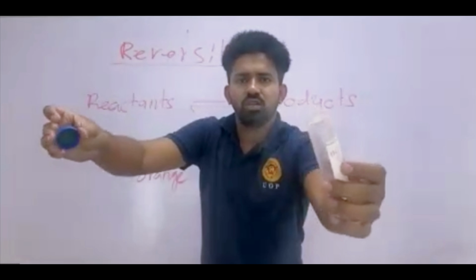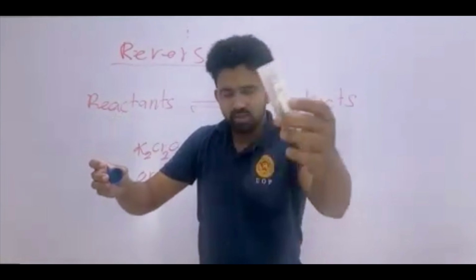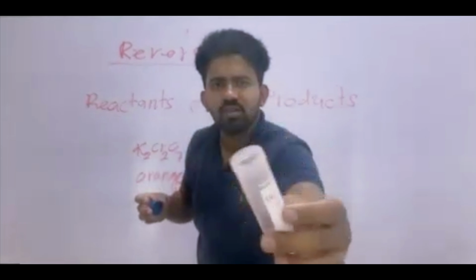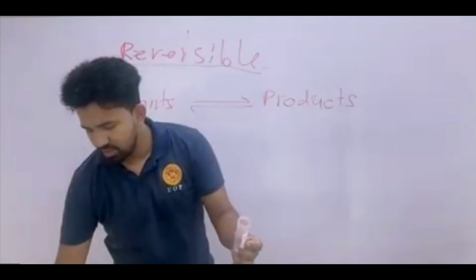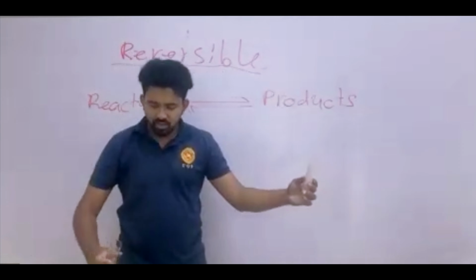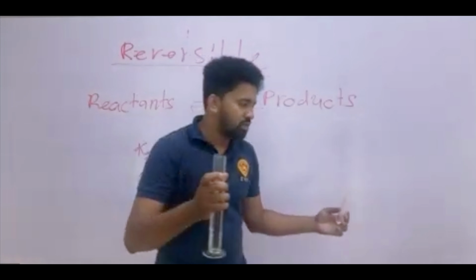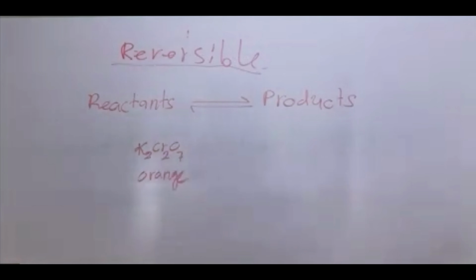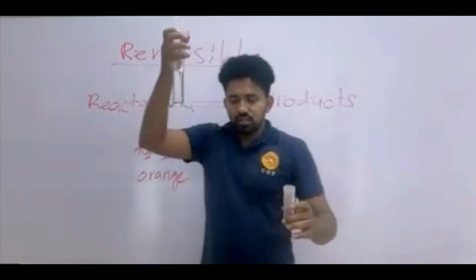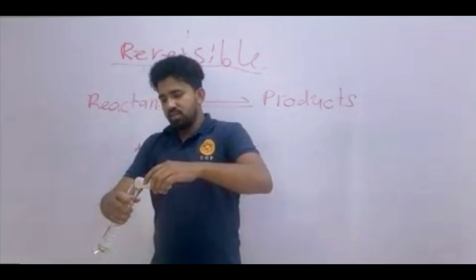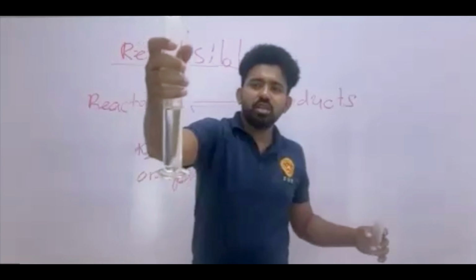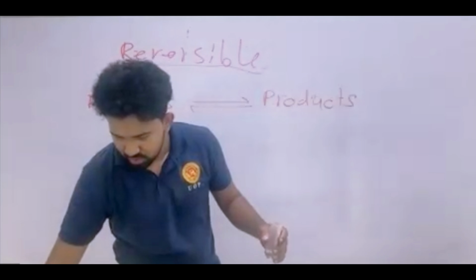Now I'll get concentrated HCl. Concentrated HCl is there, so you can see the mist going. Since that is concentrated HCl, I'll add some into this distilled water, and I'm going to close this one.